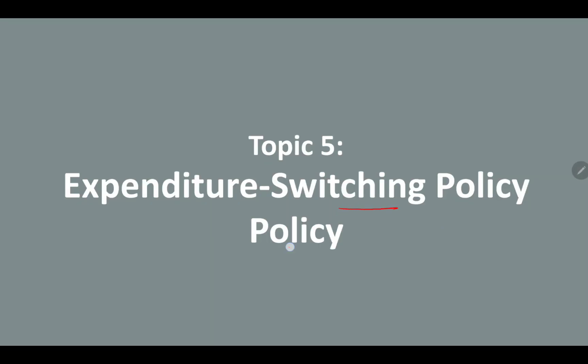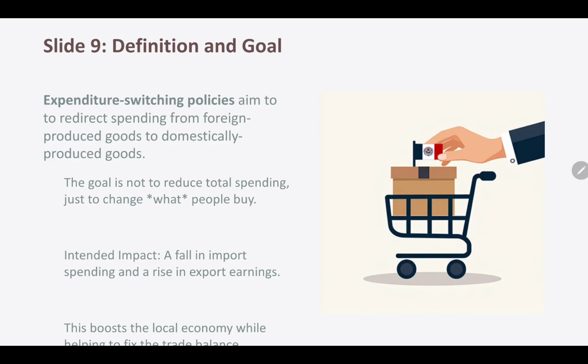Expenditure switching policy. Expenditure switching policies aim to redirect spending from foreign produced goods to domestically produced goods. As I told you, the goal is not to reduce total spending, just to change what people buy. We want people to buy the domestic product rather than the imported products. The intended impact is a fall in import spending and a rise in export earnings. So this will boost the economy.